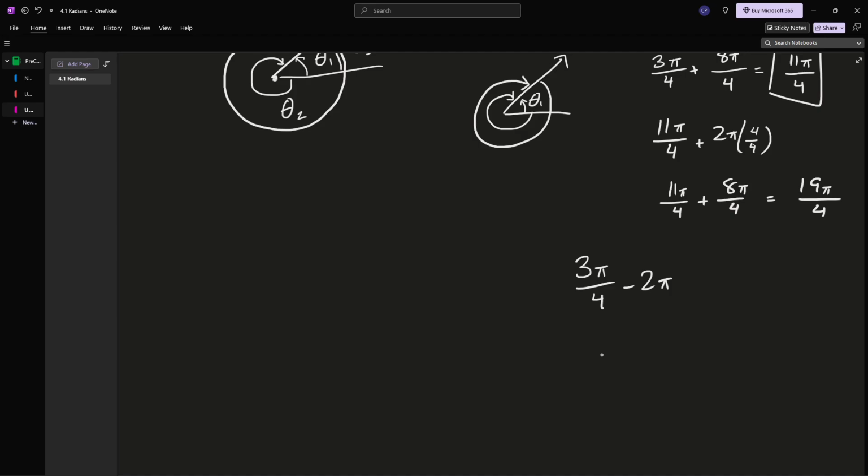So I see this. I'm going to subtract 8 from the numerator. And this will give me negative 5 pi over 4. Because 2 times 4 is 8. So you want to minus 8 pi from 3 pi to get negative 5 pi. And all this is doing is skipping the step of converting it to minus 8 pi over 4.